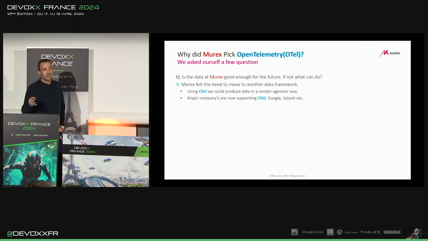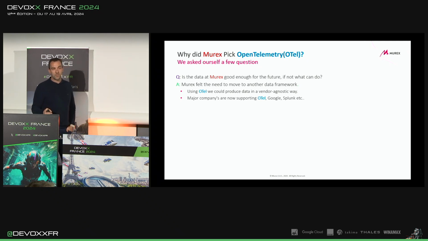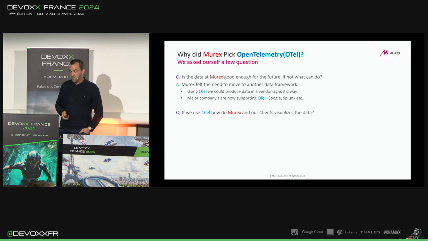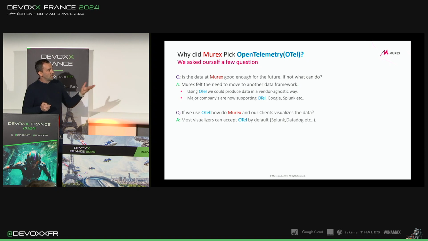So like any decision, you make a bet. Will we go down the OpenTelemetry road? The answer was yes. We're going to run a POC for 3 to 6 months, and we're going to see if it works for us. Now, another question. If we use OpenTelemetry, how do our Murex clients visualize the data?